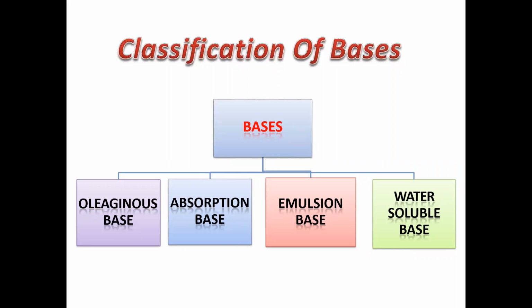So continuing with our next point, that is classification of bases. There are four major classes of bases used in the preparation of ointment. First is the oleaginous base. Second, absorption base. Third, emulsion base, and last, water soluble bases. These are the four bases which are used for ointment preparation.